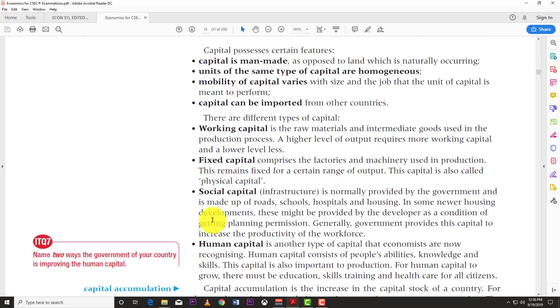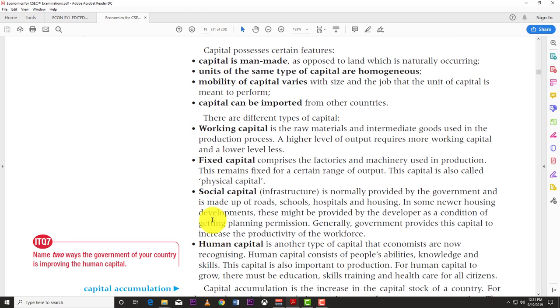So what is working capital? That's the raw material used in the production process. Working capital are those things used in the production process. For example, if you're a baker, working capital for you would be your flour, your sugar, your oil, and whatever else you use in the production process. So the working capital are all those things that are going to be used up during the production process.